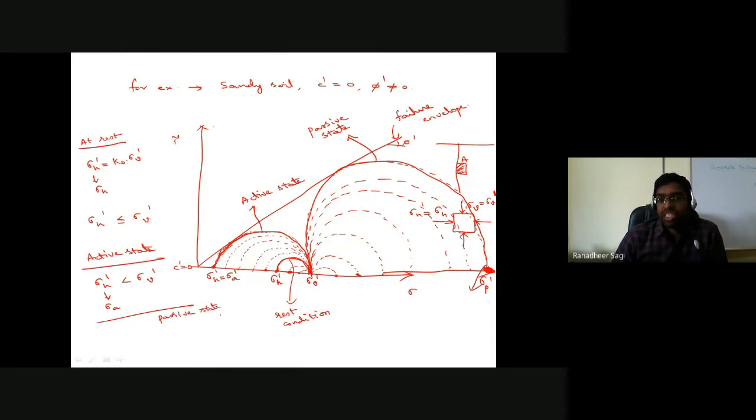But in the case of the passive state, if you look at the horizontal stress developed on the soil element just at the verge of failure, we understand that your horizontal effective stress is much higher than your vertical effective stress. So your passive earth pressure is going to be greater than the vertical stress in your soil.